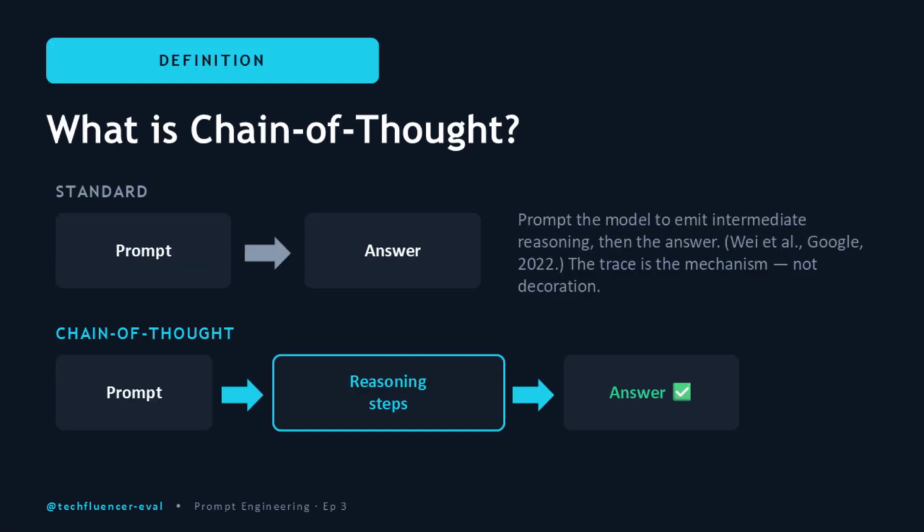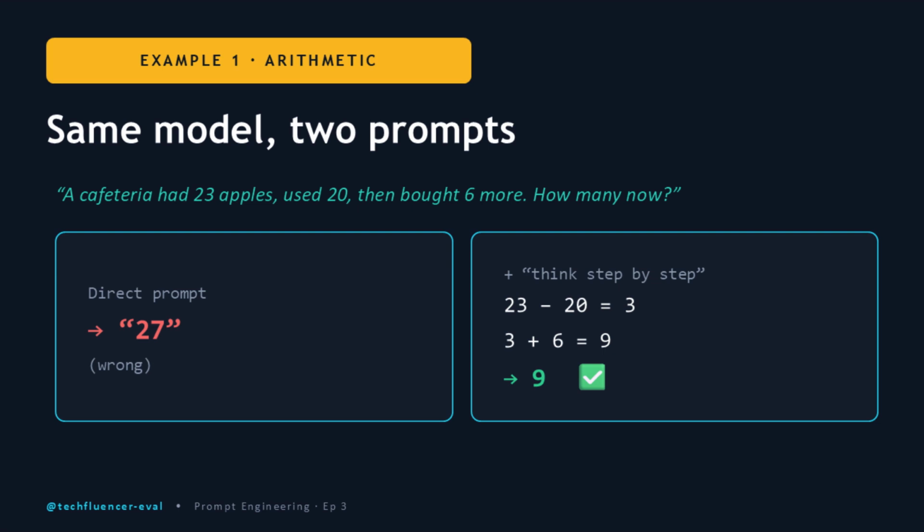Chain of thought prompting changes the target. Instead of mapping the input straight to an answer, you prompt the model to produce the intermediate reasoning steps first, and only then the final answer. Input to reasoning to output. This was formalized by Wei and colleagues at Google in 2022. The reasoning trace is not decoration, it is the mechanism.